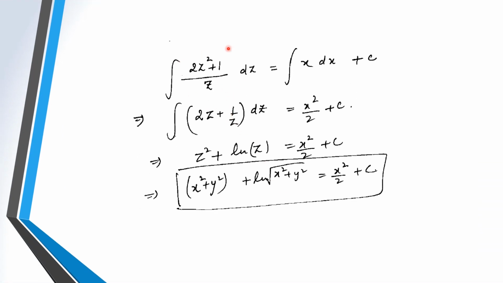So we combine the z terms with dz and x terms with dx and integrate both sides. So you will have this thing. After integration, this is the value of this equation. This is the solution of this equation. Now you put the value of z². It is x² + y². The value of z is the square root of x² + y². So this is the general solution of the differential equation.